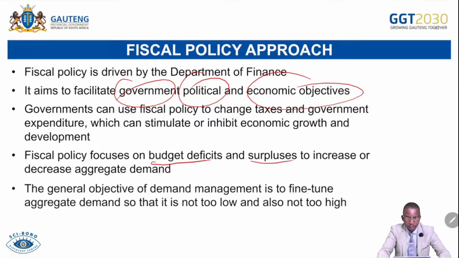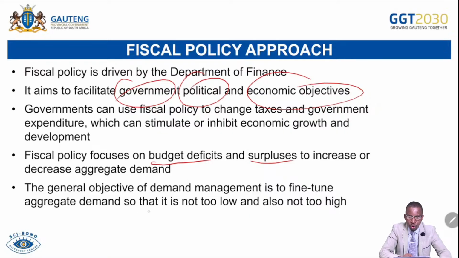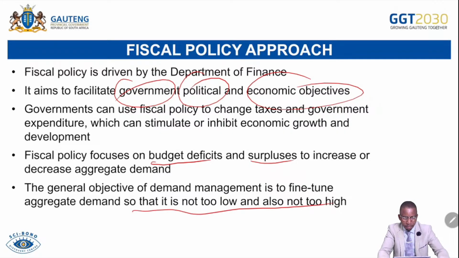The general objective of demand management is to maintain aggregate demand so that it is not too low and also not too high. In this situation, we're talking about ensuring that the government achieves its objectives. It uses this fiscal policy to maintain aggregate demand. Remember, if the government increases spending, there will be more money available, more employment opportunities, and more demand. But should the state reduce its spending, some people will lose their jobs. For that reason, the economy will be maintained automatically.